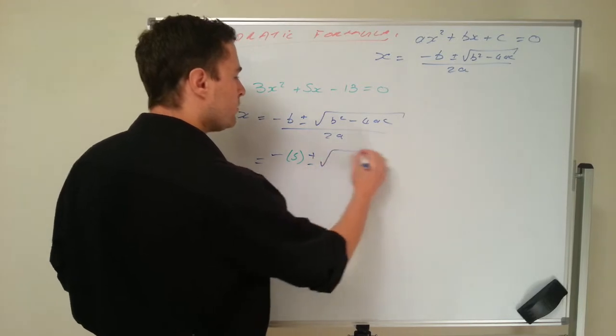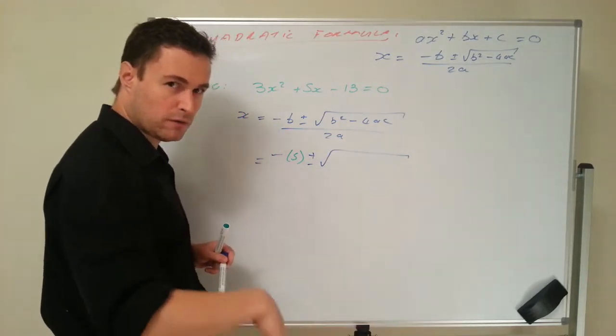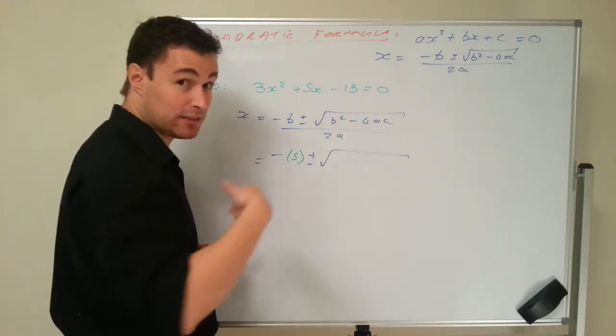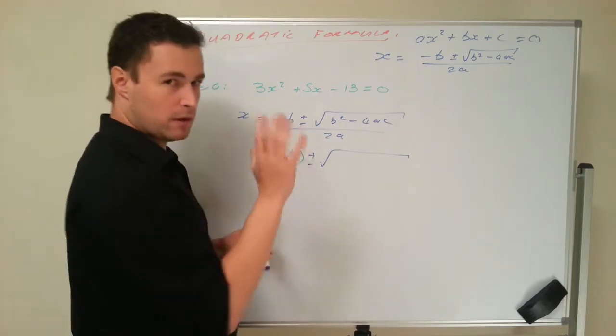Plus or minus the square root of, this thing is actually called the discriminant. When you get into year 12 and year 11, you start to look at very cool things that you can say from whether this is 0, positive, negative. It's quite interesting, but we're not looking at that yet.